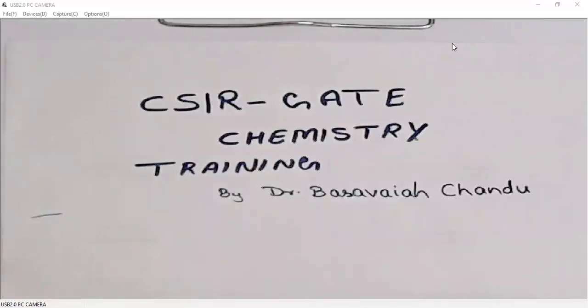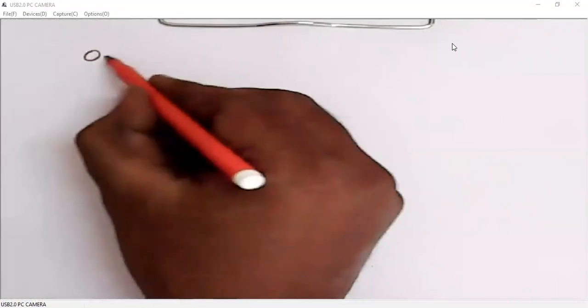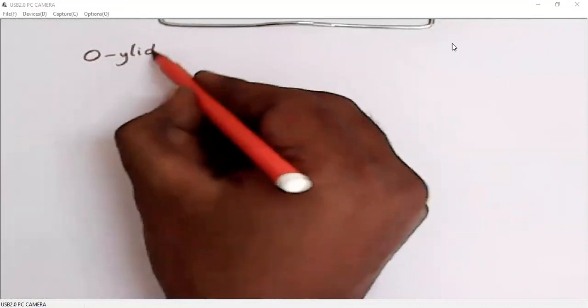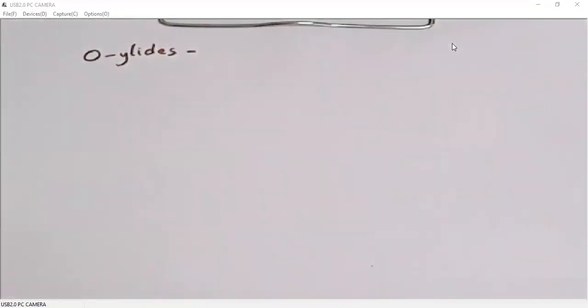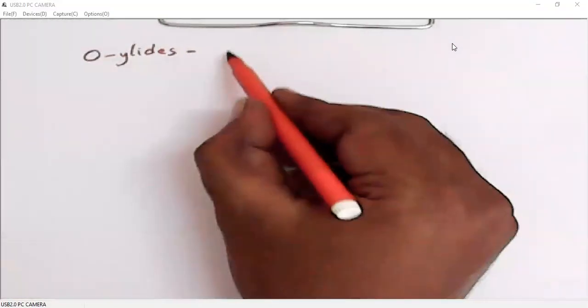Good morning, students. Welcome to the class on pericyclic reactions. We were discussing 2,3 sigmatropic rearrangements. In that we have seen allyl amine systems and allyl sulfur systems. Now we will see allyl oxygen systems, which is nothing but allyl ethers. And this reaction is called the Wittig rearrangement.